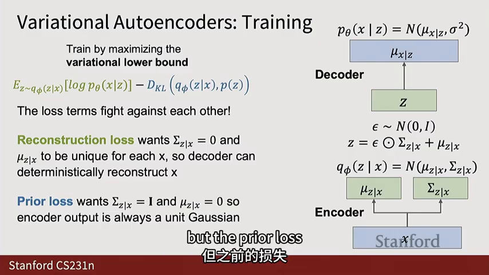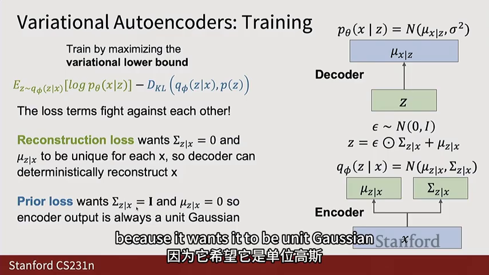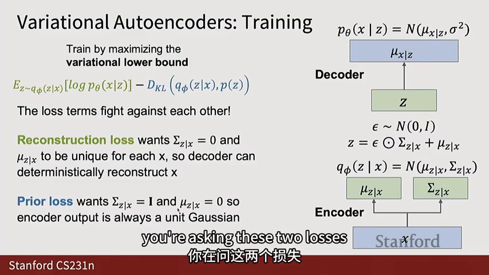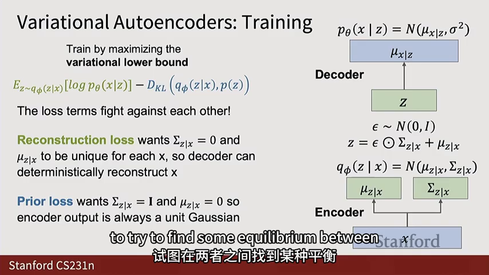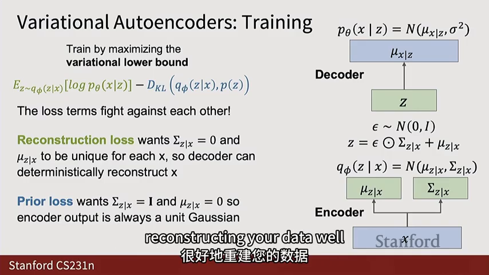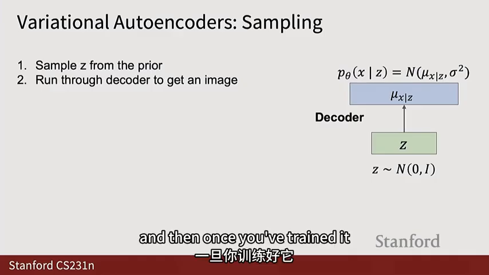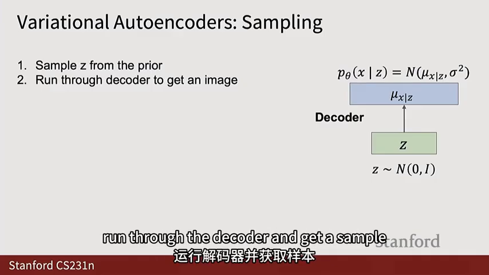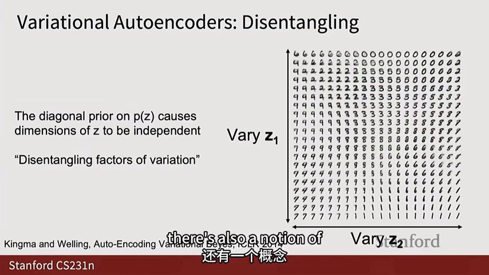But the prior loss wants the sigmas to be all 1, because it wants a unit Gaussian, and it wants all the mu's to be 0. That's very different from what the reconstruction loss wants. So in training a VAE, you're asking these two losses to fight against each other to find some equilibrium between reconstructing your data well and forcing your latent space to be close to your prior. Once you've trained it, you can sample z from your prior, run it through the decoder, and get a sample.